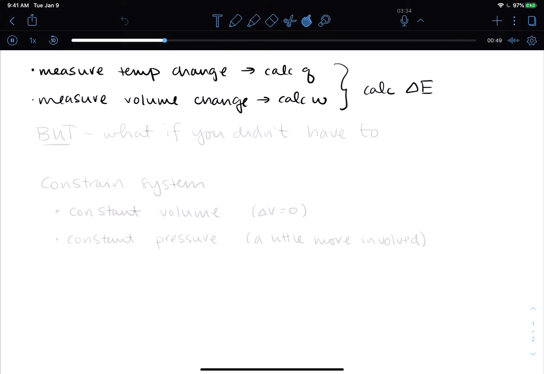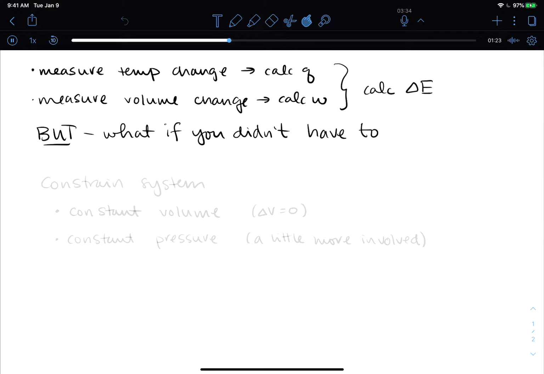And that sounds like a lot of work. So my question is, but what if you didn't have to? And just to let you in on a secret, a lot of chemists were really quite lazy. So if there is a way that we could make this easier to deal with, we absolutely will.